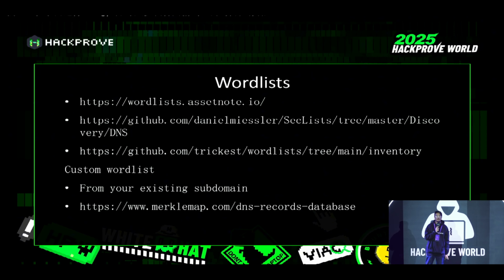Now, word list is another important factor for subdomain brute forcing. While we already have a list of good word lists from Assetnote or Commonspeak or ThreatNix, investing time in creating your own word list can pay off. For example, I was recently creating a word list from Merkle Map DNS.